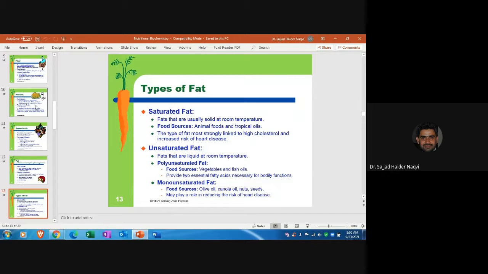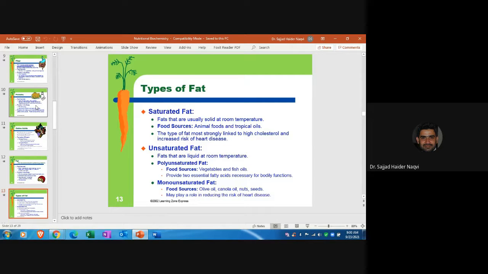You have studied about saturated fatty acids and unsaturated fatty acids earlier on. Unsaturated fats are normally liquid at room temperature. They may have more than one unsaturation, so we call them polyunsaturated fats. They are the best quality fats actually. The food sources for them are the vegetables and fish oils, and they provide two essential fatty acids which are necessary for the body functions. If you remember, oleic acid and linoleic acid.